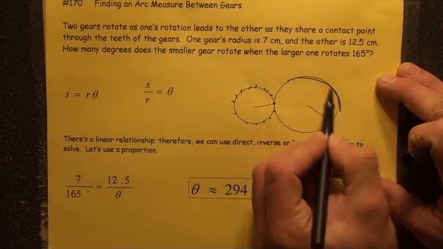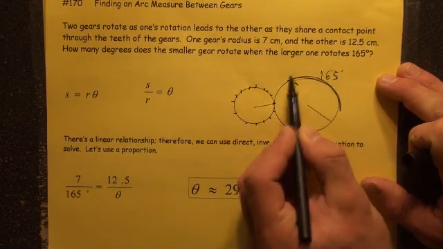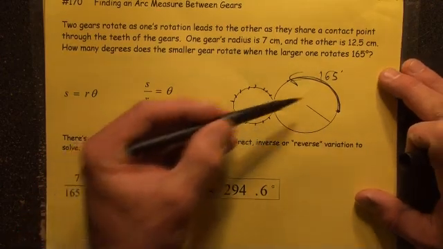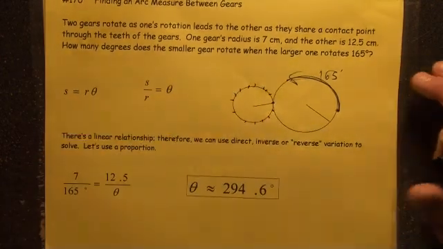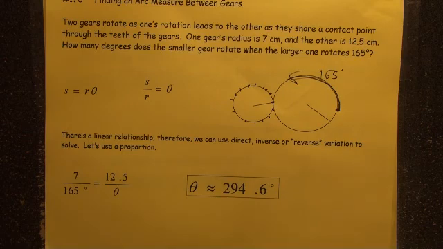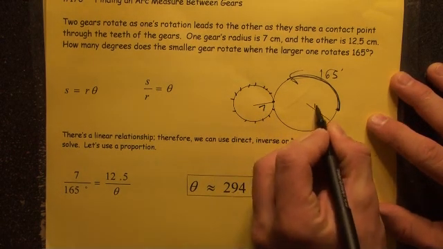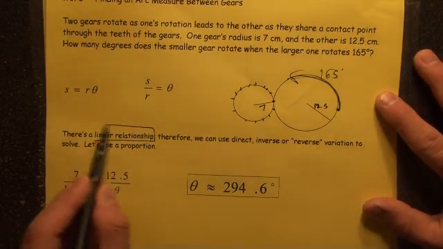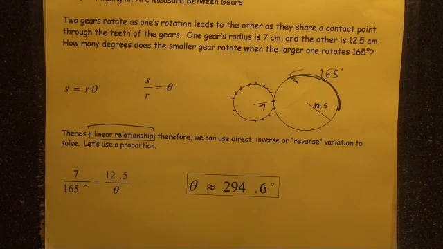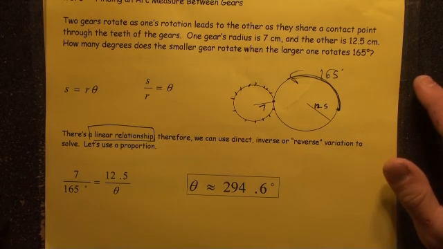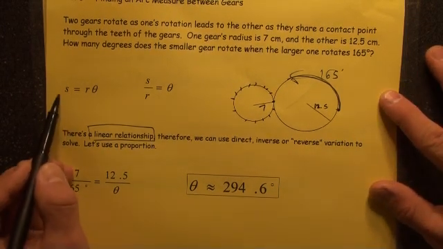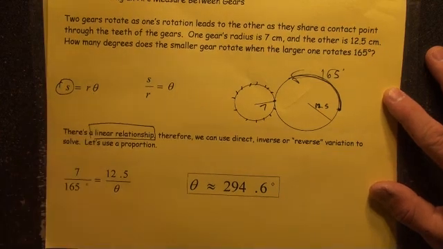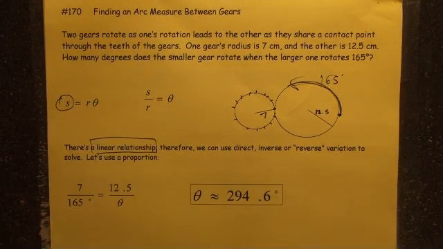So when we get a 165 degree rotation, here to here, the question is, how much does this one rotate as this one goes 165? Well, we all agree this is 7, 12.5. Now what we have here is this. There's definitely a linear relationship. If you go back and look at the previous videos on arc measure, actually arc length, we can say that arc length is definitely equal to the radius times the central angle.